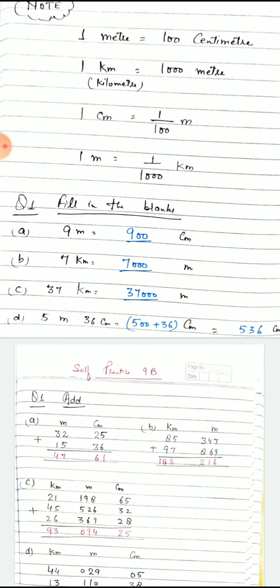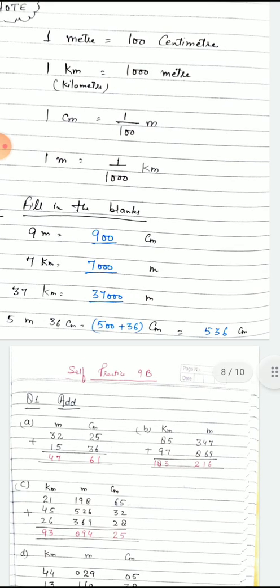Now look at these, fill in the blanks. 9 meter is equal to 900 centimeter. 7 kilometer is equal to 7000 meter. 37 kilometer is equal to 37,000 meter. 5 meter 36 centimeter is equal to, you know very well, 5 meter is equal to 500 centimeter, and 36 is, we add 36 also. Answer will be 536 centimeter.